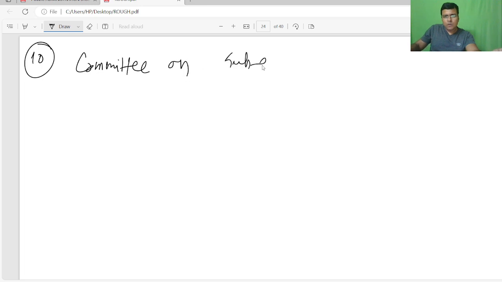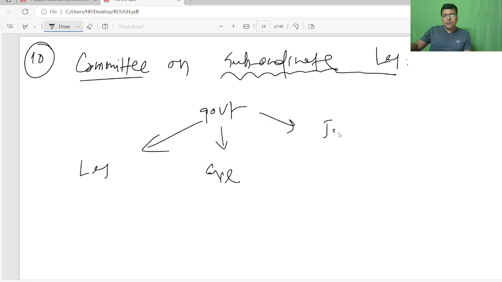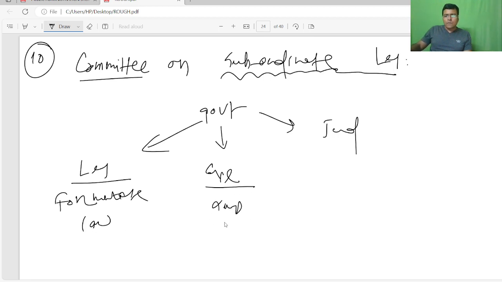Committee on Subordinate Legislation. You need to understand this, what is subordinate legislation. Understand, in government we have three organs: legislature, executive, judiciary. Legislature formulates law, executive implements law, and judiciary interprets law. Okay, simple.